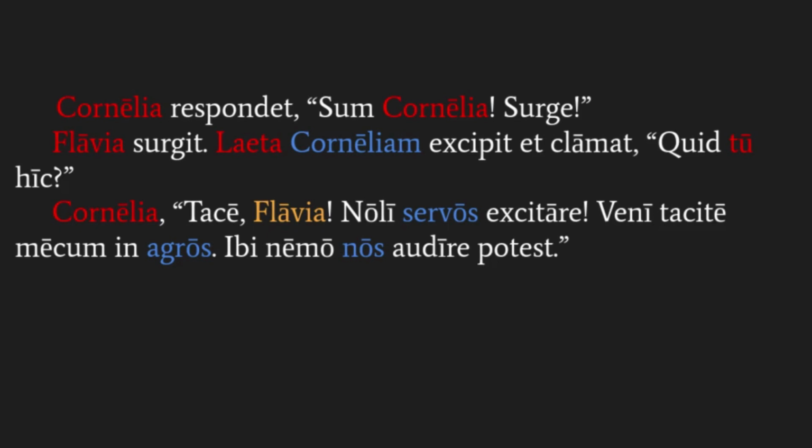Then you have noli servos excitare. So noli excitare is also an imperative, but in this case, it's what we call a negative imperative because she's telling her to not do something. So when you have noli plus the infinitive excitare, it means you're telling one person to not do something. In this case, she's saying don't wake up, noli excitare. Servos is your direct object, right? Who does she not want Flavia to wake up? The slaves. So it says, be quiet, Flavia, don't wake up the slaves.